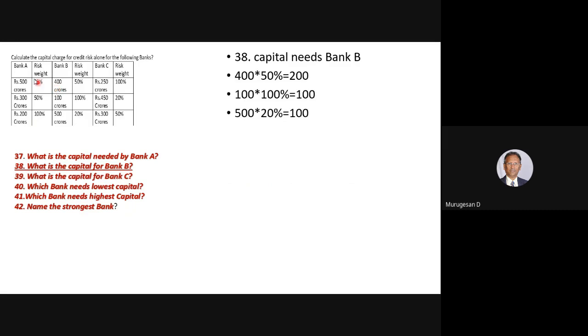Bank B, you see, 400 crore in 50%. So 400 into 50%, 200. 100 crore in 100%. 500 crore in 20% risk, 500 into 20%, 100. So total risk weight is 400 crore. On that capital is 3.6, 36. So 36 crores capital needed for which bank? Bank B.